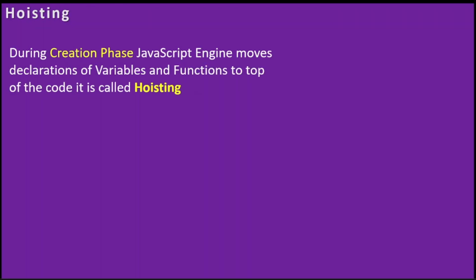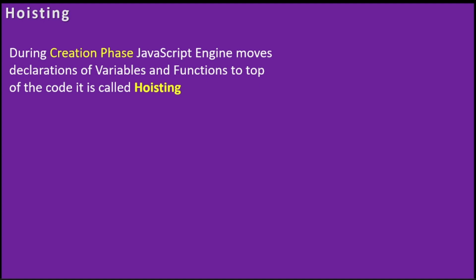Let's see. This is hoisting. Hoisting means during the creation phase, the JavaScript engine moves all your declarations, that is variable declarations or function declarations, to the top of your file or code. This is the definition wherever you see when you search for hoisting. But what is this moving to the top? How does the JavaScript engine move to the top? This we will discuss now.